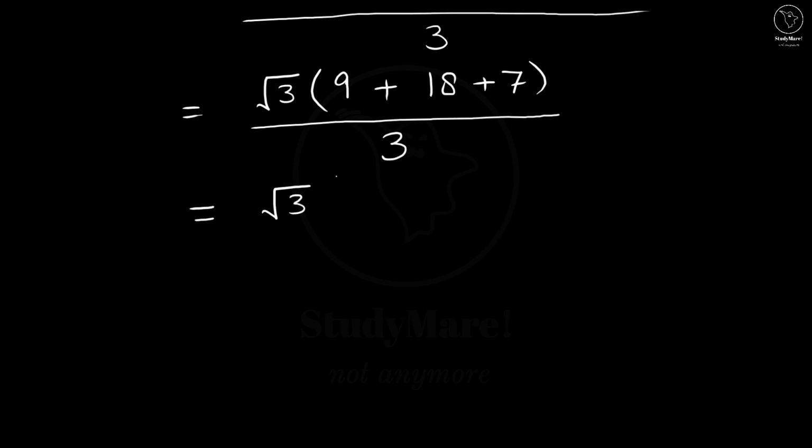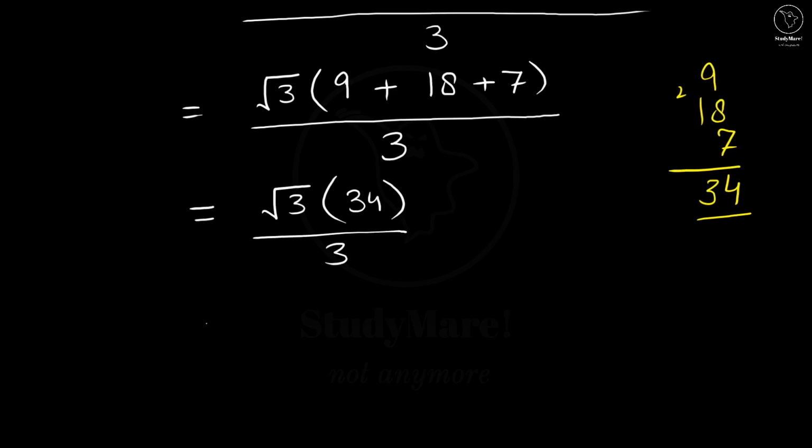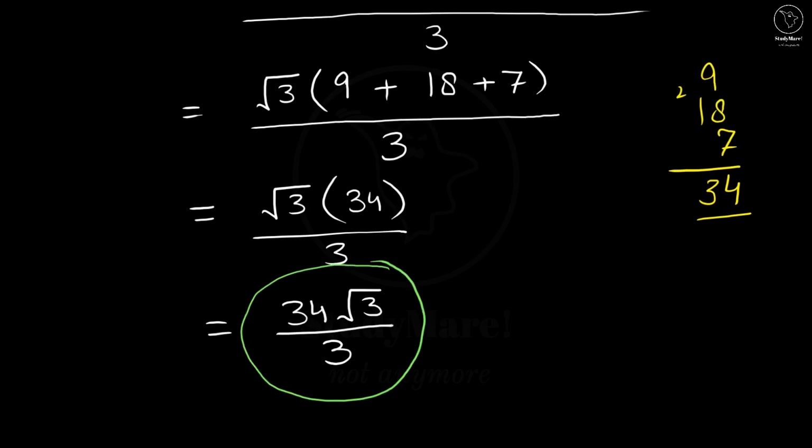Now simplifying it further, we get root 3 times 9 plus 18 plus 7. 9 plus 18 is 27, plus 7 is 34. So here we can write 34 upon 3, which can be written as simply 34 root 3 divided by 3, as it cannot be simplified any further, and that is our answer.